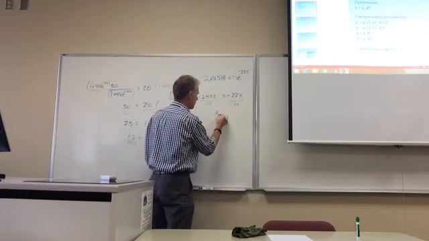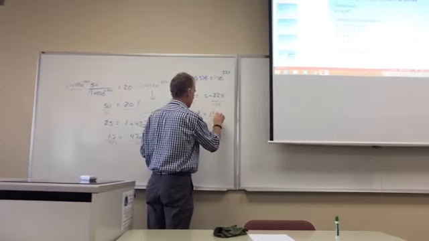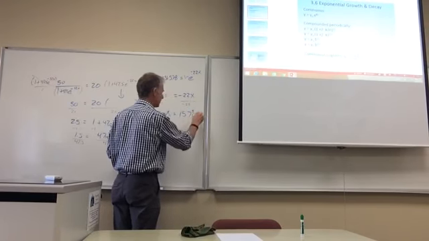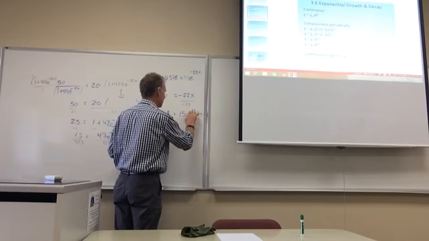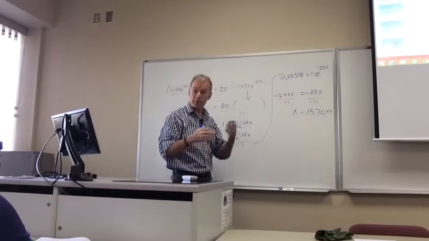Okay, and what's our x equal to? 15.7057. Okay, so we could do some rounding on that. That's kind of the process.